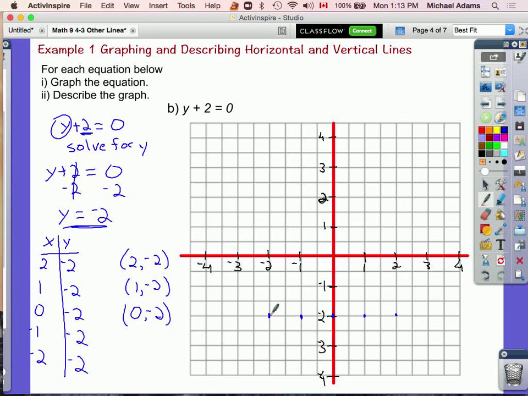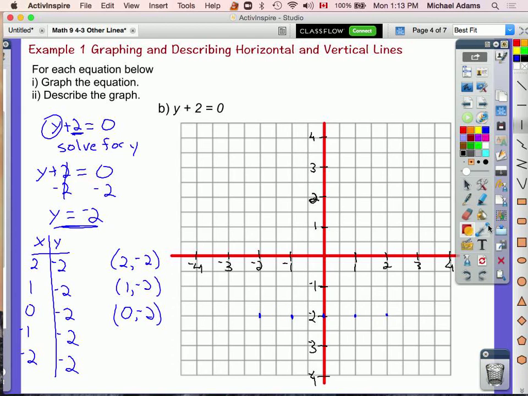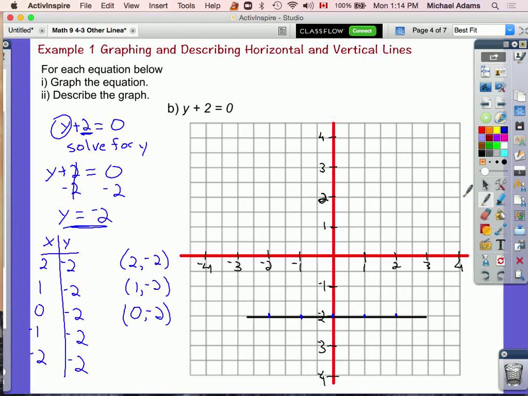So I've plotted a couple of points, and all I'll simply do now is connect my dots. And so this is my relation, and there is my graph. And what is this a graph of? This is a graph of y, or y plus 2 is equal to 0. And don't forget your arrowheads on your graph. So pretty straightforward. So we graphed the equation.